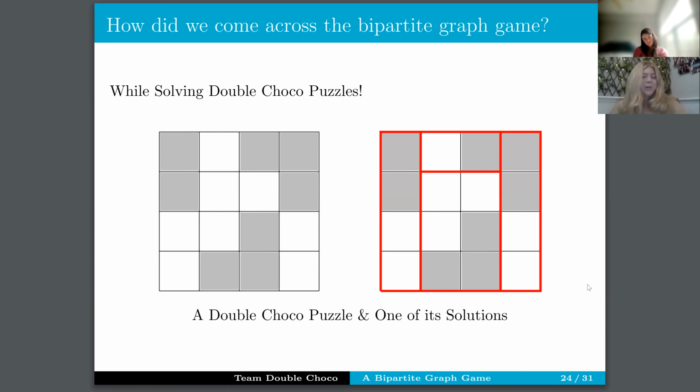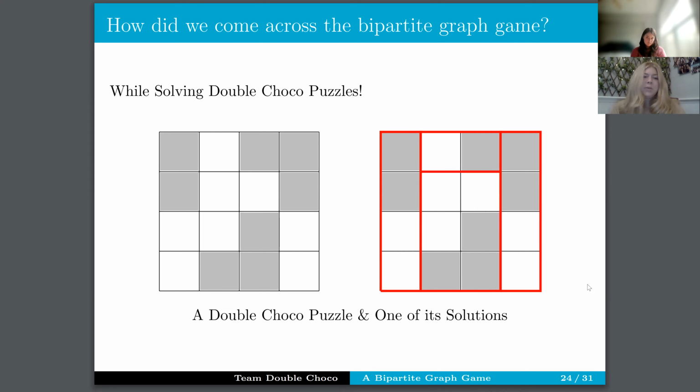So how did we come across our game? Well, we came across it while solving double Choco puzzles. Double Choco puzzles are played on square boards, and it consists of an even amount of gray and white cells. The object is to draw borders around blocks of cells of the same shape and size, and it has to have 1 of gray cells and 1 of white cells. And you want to do this for the entire board so that no cells are left out.